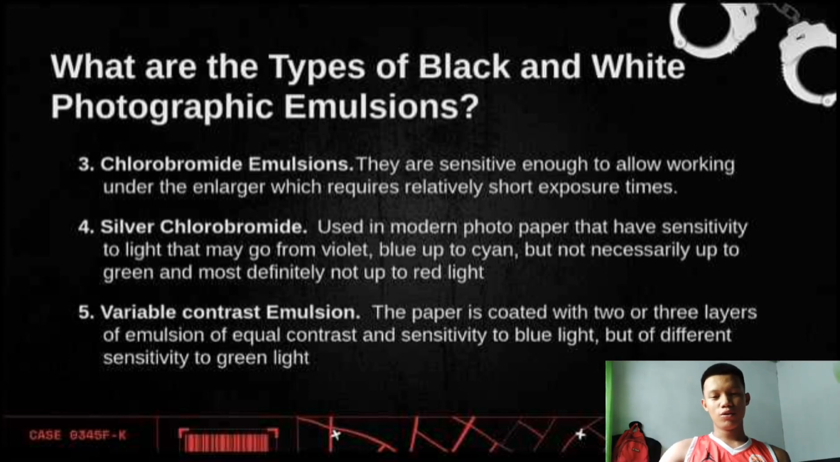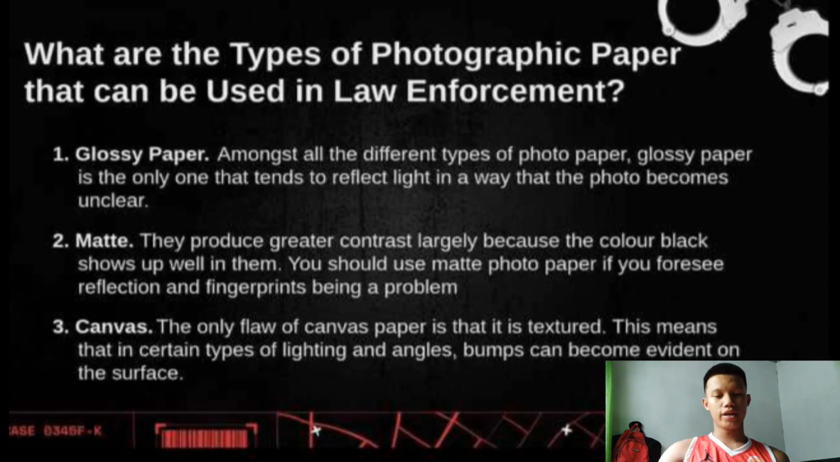So now, what are the types of photographic paper that can be used in law enforcement? Glossy paper. Among all the different types of paper, glossy paper is the only one that tends to reflect light in a way that the photo becomes unclear. So kaning glossy paper kay mo ni siya ang mga sinaw na siya ng mga ano na doulunon siya og reflection sa mga lights.